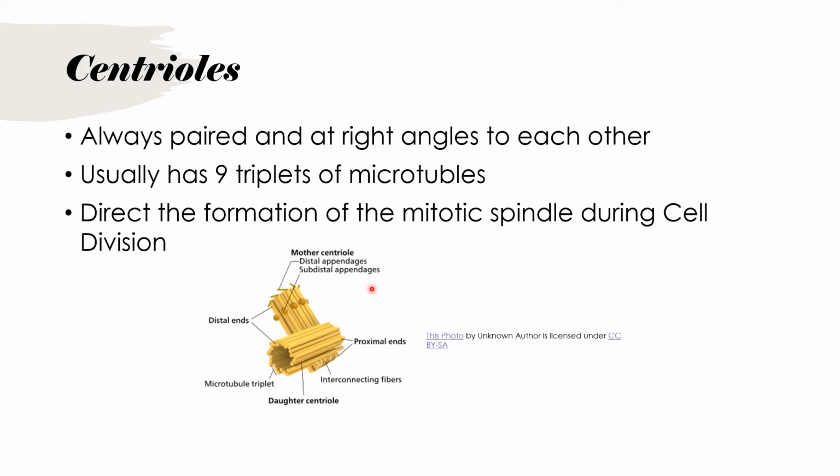Centrioles, which are here, are always paired in twos, so you'll have this and another set, and each two sit at right angles of each other. They usually have 9 triplets of microtubules, which you'll see later, and they direct the formation of the mitotic spindle during cell division, which we'll discuss a little bit later in the presentation.